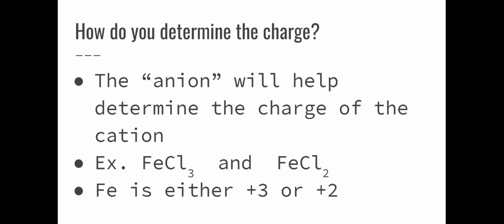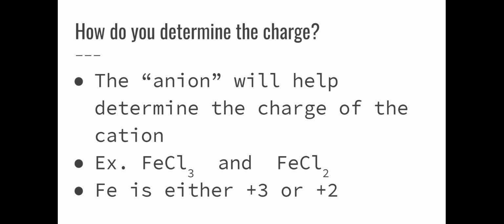Because chlorine is a halogen, it will always be a 1 minus charge. And if I have 3 chlorines, each with a 1 minus charge, then my 1 iron must be a 3 plus charge, matching the example on the left.